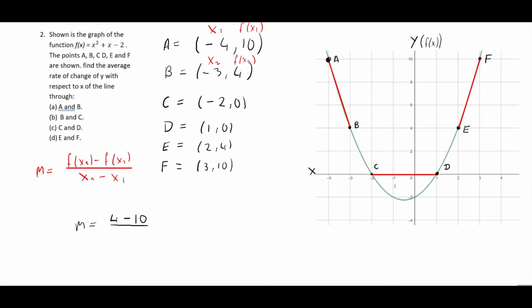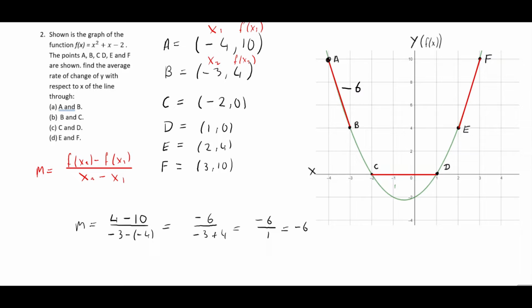So 4 minus 10 over -3 minus -4. 4 minus 10 is going to give us -6. And then -3 minus -4, our two minuses come together to give us a plus, so it ends up -3 plus 4, which is 1. That gives us -6 over 1, which is a slope of -6. We'll write in all our slopes as we go along and see how the rate of change changes as we move along through this.